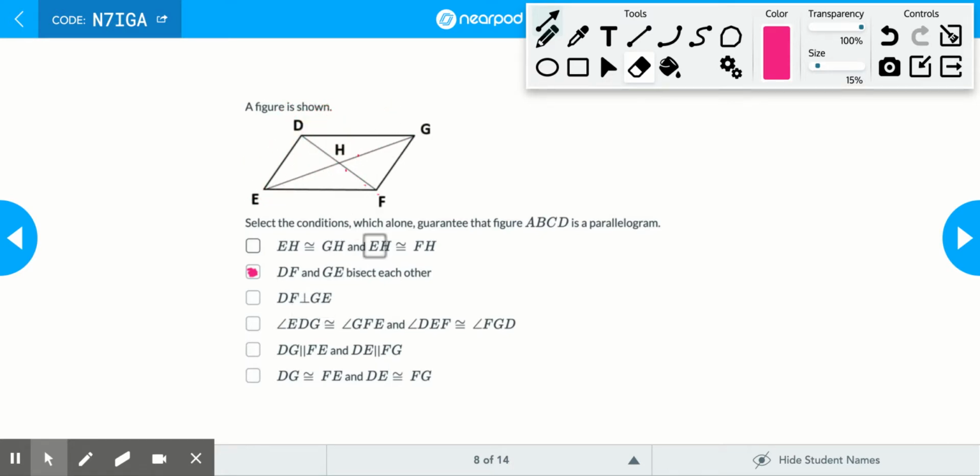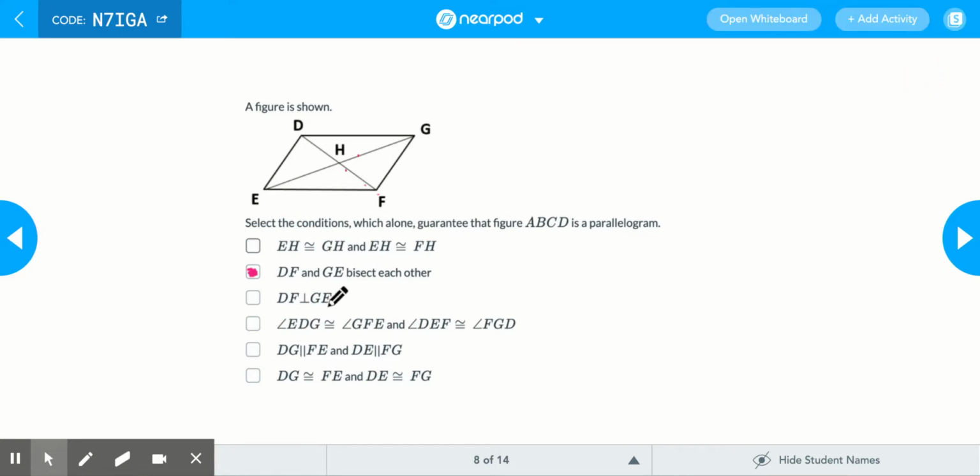Here we go. Next. DF is perpendicular to GE. That symbol is perpendicular. DF is perpendicular to GE. Is that a property to prove that the quadrilateral is a parallelogram? That's not a property. That's when you have a square. So this is not how to prove that this quadrilateral is a parallelogram. So that doesn't work at all.